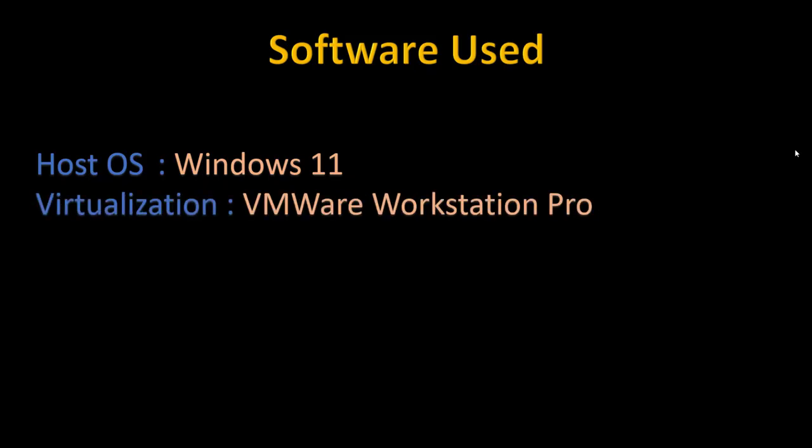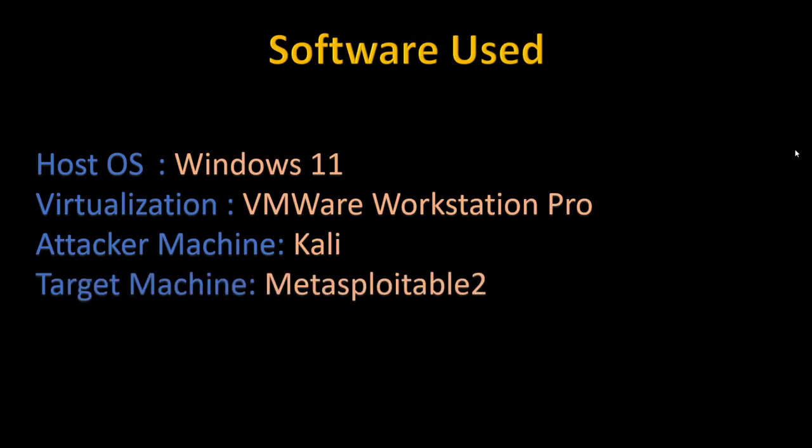The software I'll be using for this practical: the host OS in my case is Windows 11, and I'll be using the virtualization software VMware Workstation Pro, and I have two virtual machines. The attacker machine is Kali, and the target machine is Metasploitable 2. Both the attacker and the target machine can be downloaded. I am sharing the link in the description section of the video. You can download from there.